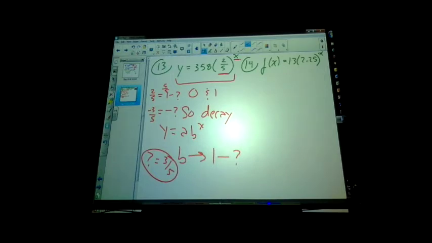3/5 is the same thing as 0.6. 3 divided by 5 is 0.6. 0.6 is the same thing as what percent? 60%. So this has a 60% decay.